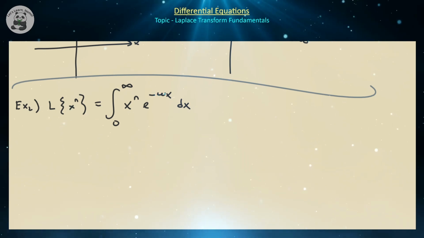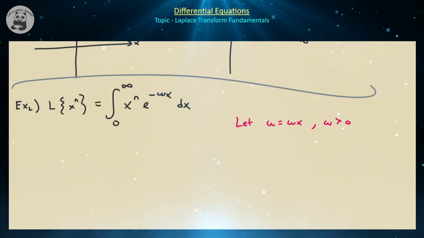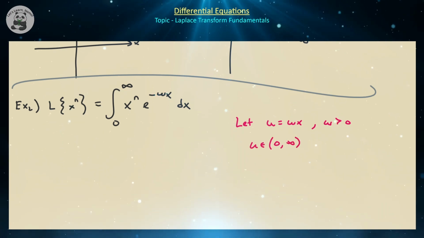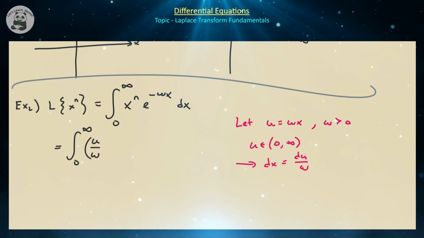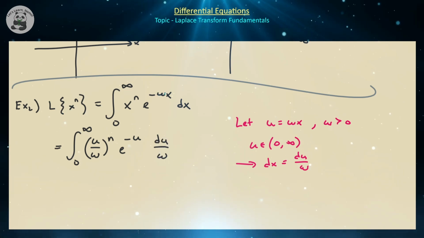So we're going to be performing a very small substitution. So let's assume that u is equal to omega x, where omega is a positive number. And obviously u is going to belong to 0 to infinity because x is belonging to 0 to infinity and omega is a positive number by assumption. And also dx is going to be equal to du over omega. So using these transformations on our integral, we're going to have this equal to the integral from 0 to infinity of u divided by omega to the power of n times e to the minus u times du over omega.